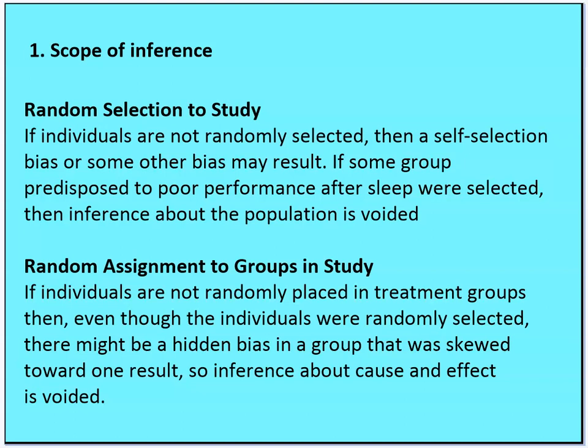If we don't randomly assign to groups in a study, then even though the individuals were randomly selected, there might be some hidden bias in a group that was skewed towards one result. For example, I decided to take some drug, and this particular drug I knew something about it, and I knew it was going to help me, so I took that drug, and I knew the other drug wasn't going to help me because I had previously tried them. So self-selection might create some bias also in the study that we're not aware of, or some other lurking variable might be there based on self-selection. So we can't make an inference about cause and effect.